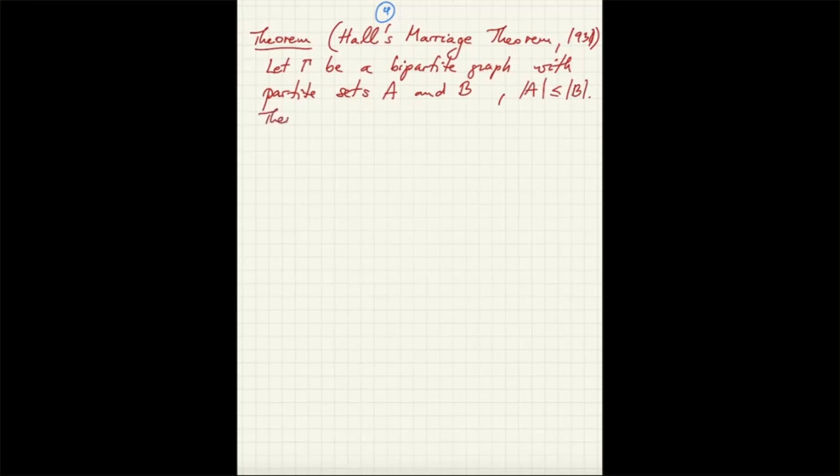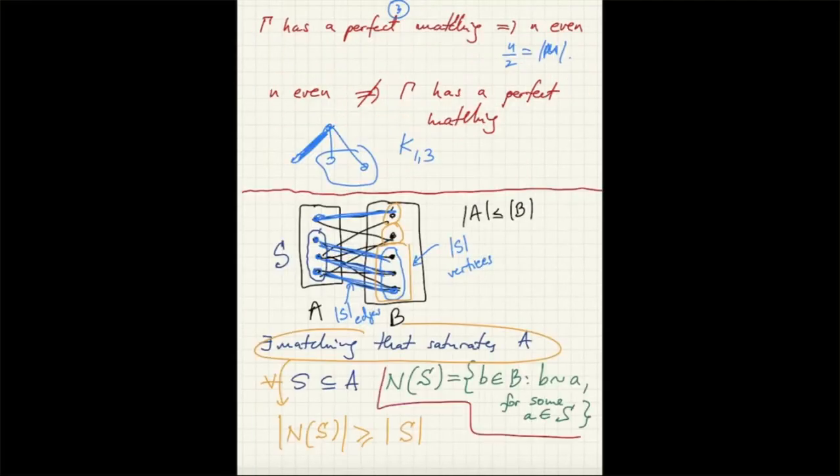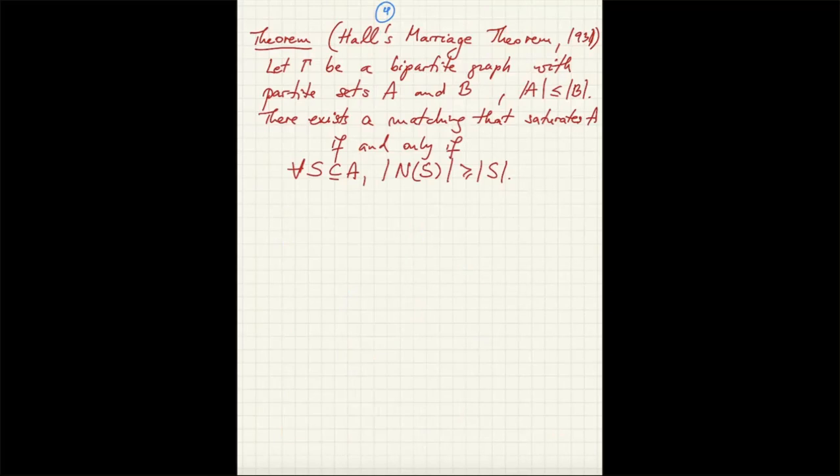The statement of the theorem is that there exists a matching that saturates A if and only if for any subset S of A, the neighborhood of S, N of S, has cardinality greater or equal than the cardinality of S. And recall that this is the definition of the neighborhood of S: S is a subset of A, and the neighborhood of S consists of all vertices in B that have at least one neighbor in S.